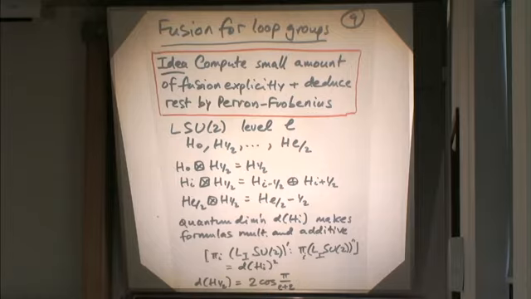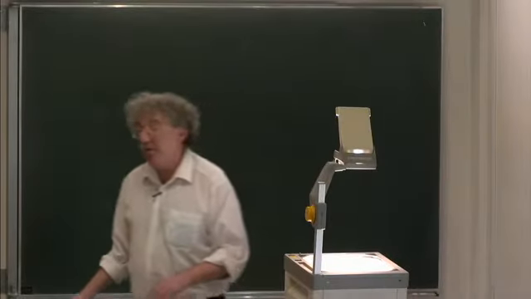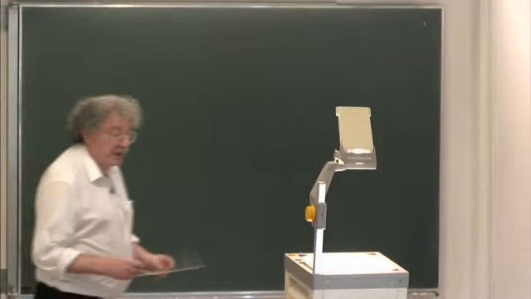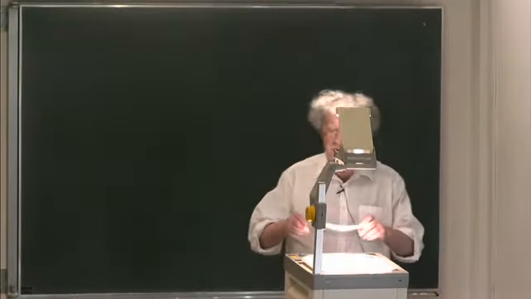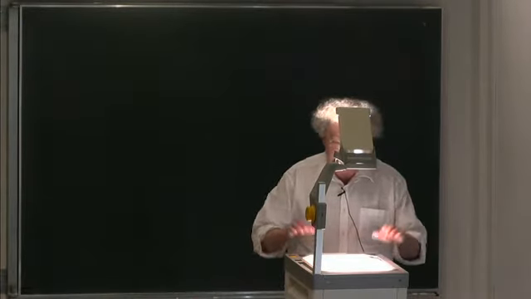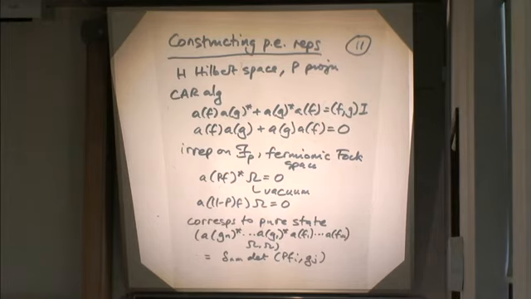And that, for example, is the way Valerio Toledano Laredo used it. He got this from Hans Wenzl's work, how he did fusion for the vector representation of SO(N), loops on SO(N). So let me just remind you how we construct positive energy representations of these groups.